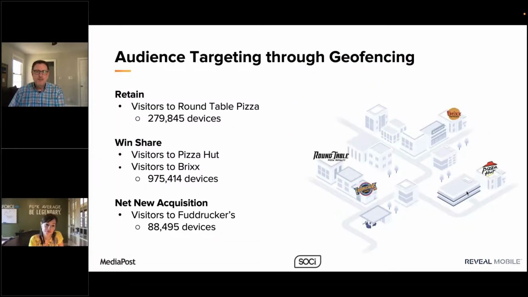So what they want to do is geofence a bunch of locations to hit the numbers that they feel like they need to hit. The first thing they're going to do is keep the people who are coming already, right? So they're going to geofence just as Planet Fitness did.